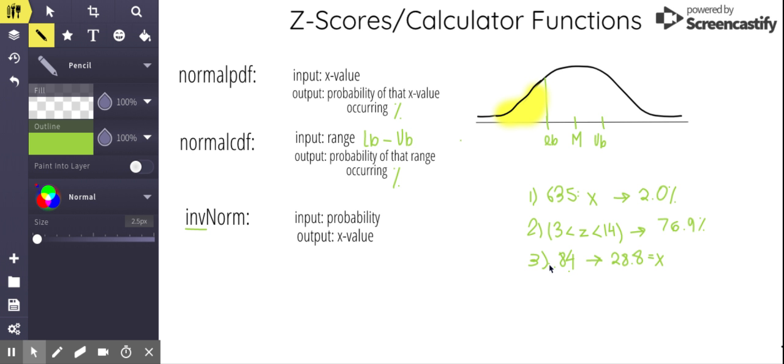Basically, this is how we use normal PDF, normal CDF, and inverse norm. In various problems, you're going to have to use various things, so it's really important to see which one to use, when to use it, and how to apply it in the situation. Before you answer any questions, it's helpful to realize what you're looking for and what the question is asking. Your input is going to be your given, and your output is going to be your answer.